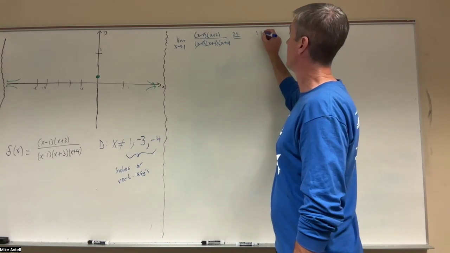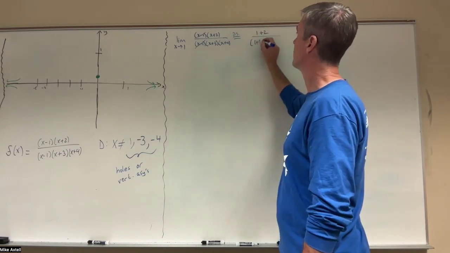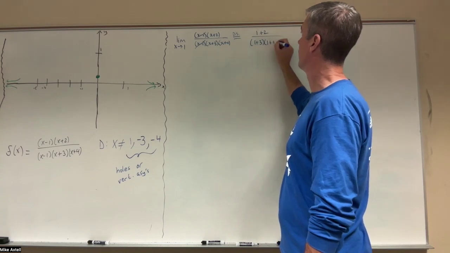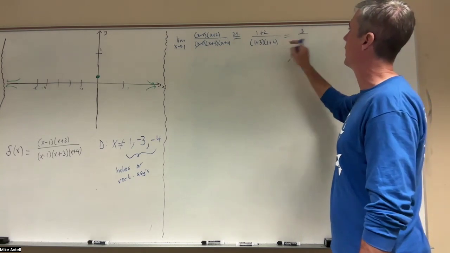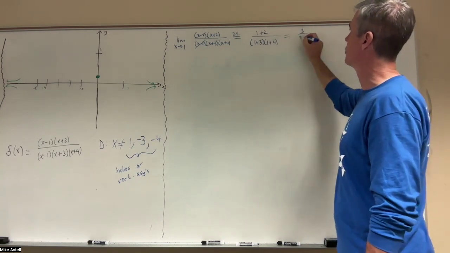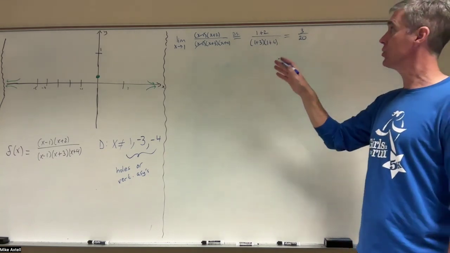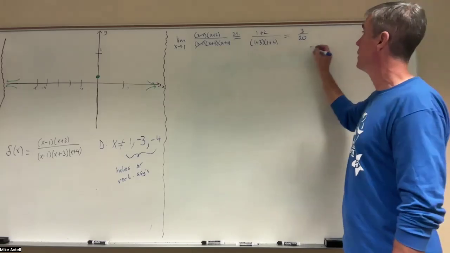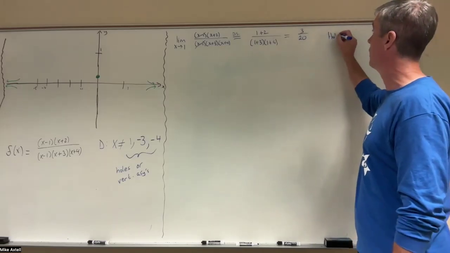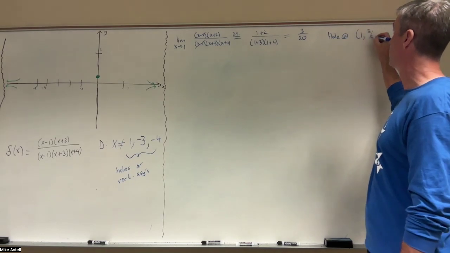So now I'm going to do direct substitution, substituting in x equals 1: 1 plus 2 over 1 plus 3, 1 plus 4. So I get 3 on top, and I get a 4 times a 5, so it's a 20 downstairs. So the limit as x approaches 1 exists. I was easily able to calculate it. It's a nice finite number. So that means we have a hole at x equals 1, y equals 3 over 20.